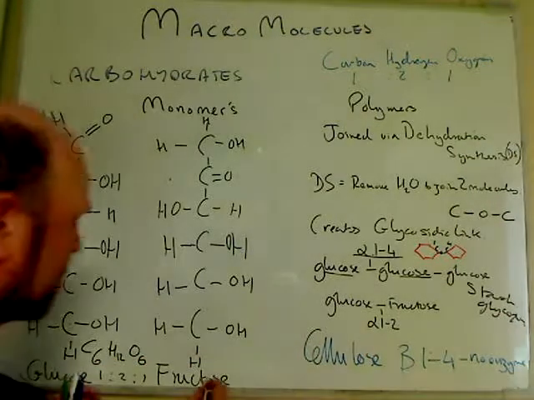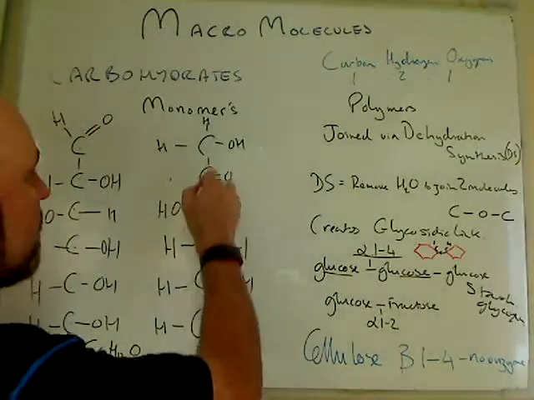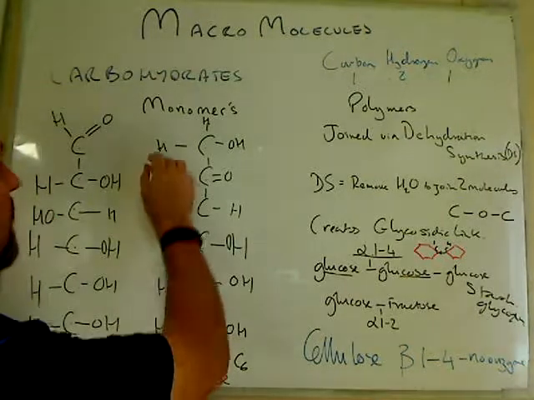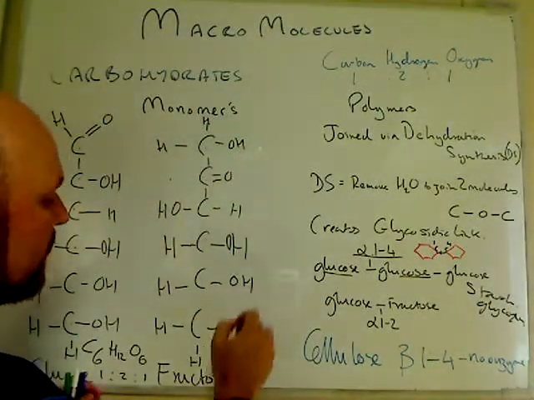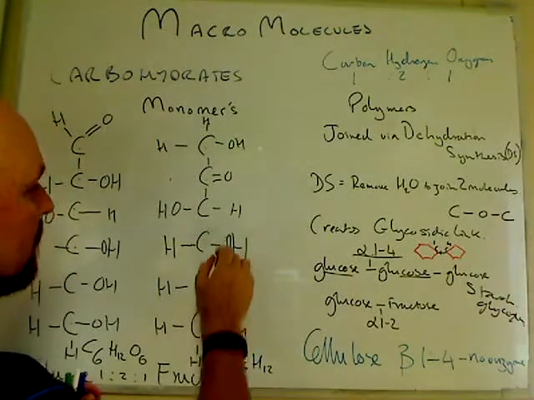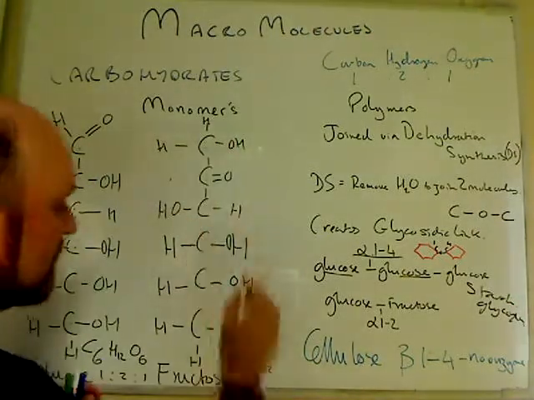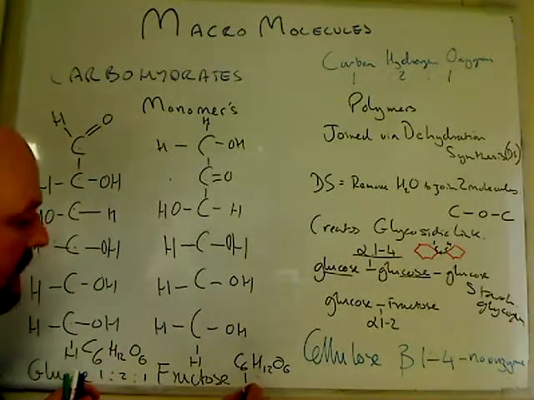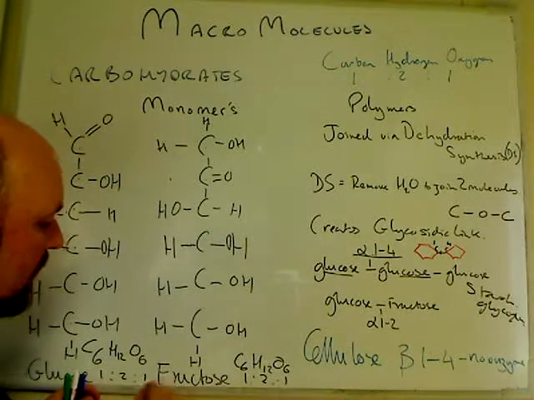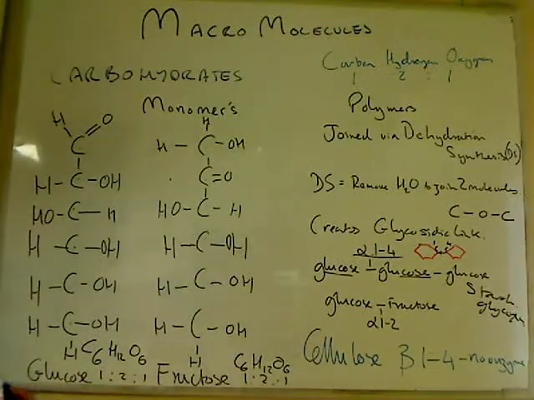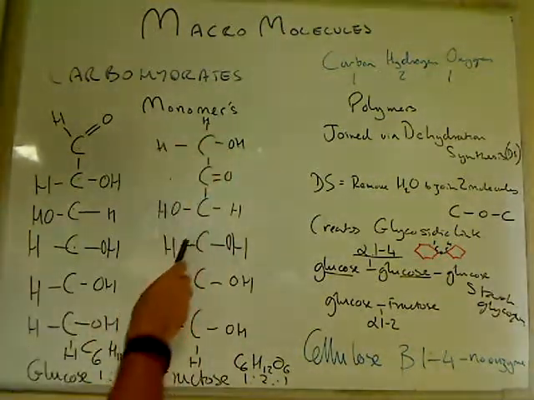C6H12O6. Let's look at fructose. 6 carbons, 12 hydrogens, and 6 oxygens. So, again, the 1 to 1 ratio of the carbohydrate is maintained. Notice that they actually have the same chemical formula, but they are structured differently.